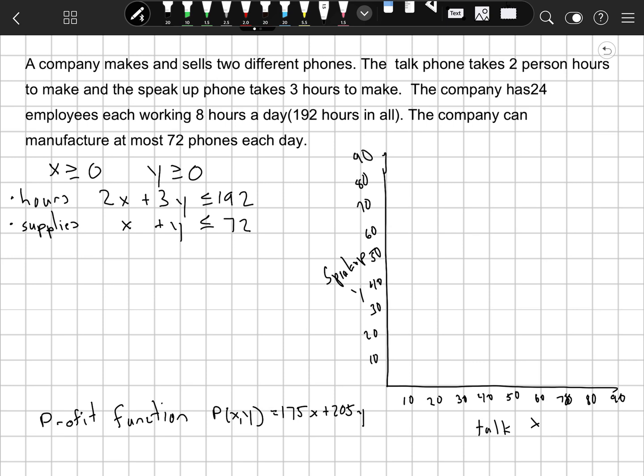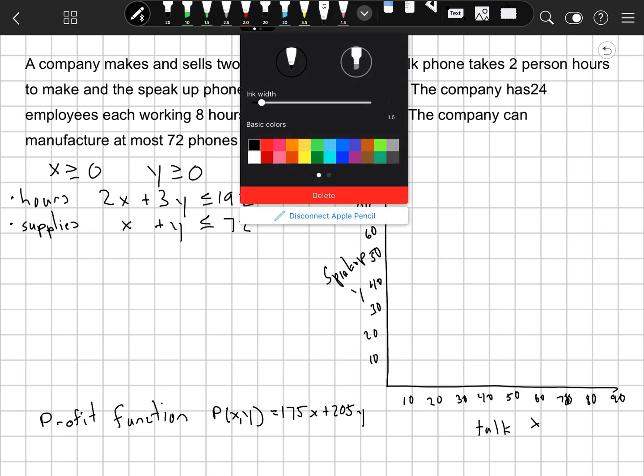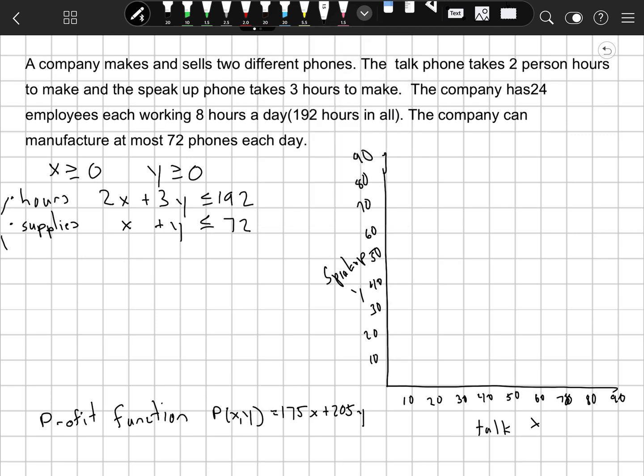So let's find some x and y intercepts for this first one here. 2x plus 3y is less than or equal to 192. So I'm going to make a little intercept table, treating this like an equation for the moment. 192 divided by 2 is 96. So when y is 0, x is 96, and 192 divided by 3 is 64. So when x is 0, y is 64.